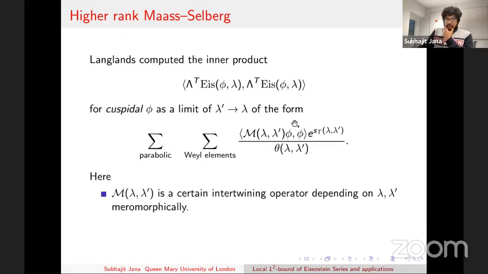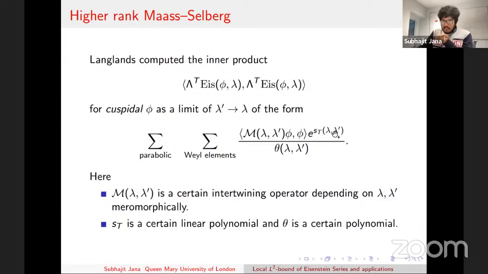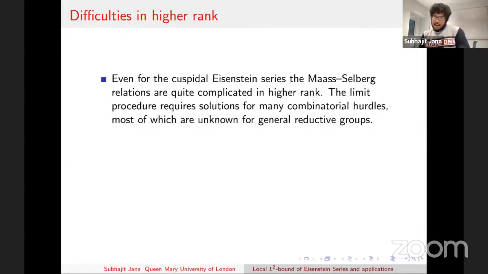So let us understand this quantity. This M(lambda, lambda prime) is a certain intertwining operator, and depends on lambda and lambda prime meromorphically. Then e to the power of the pairing of lambda and lambda prime is a complex number, where the exponent is a linear polynomial in lambda and lambda prime, and then you divide by a certain polynomial in lambda and lambda prime, denoted by theta. Now we see that if we try to understand the limit as lambda prime goes to lambda, there could be severe problems, at least coming from the zeros of the polynomial in the denominator when lambda prime equals lambda, or the poles of these intertwining operators. Remember that intertwining operators are not necessarily holomorphic. So these are one of the major difficulties in higher rank.